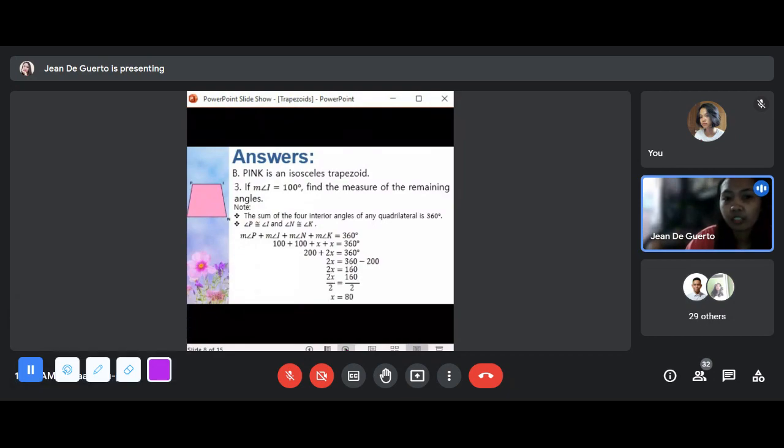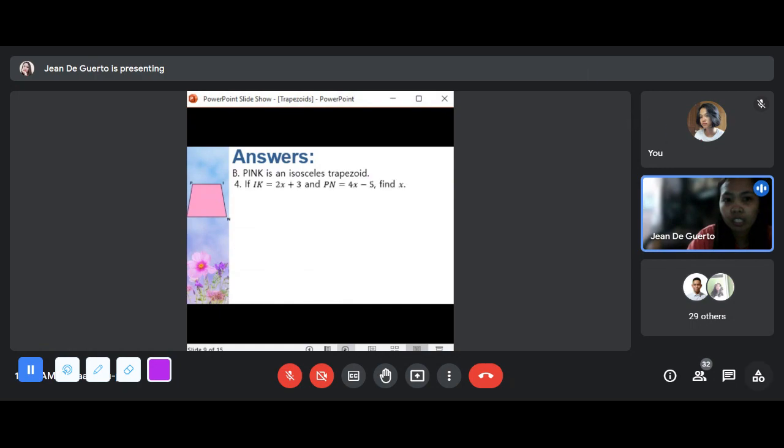Ayan. So we have 80. So therefore, measure of angle P is 100 degrees. Measure of angle N is equal to 80 degrees. And measure of angle K is also equal to 80 degrees. So measurement na, kaya equal sign na ang ginamit dyan. Okay, tapos nilagay natin yung M, small letter M before the angle P or angle K. Huwag nyo rin kalimutan yung symbol natin for angle.